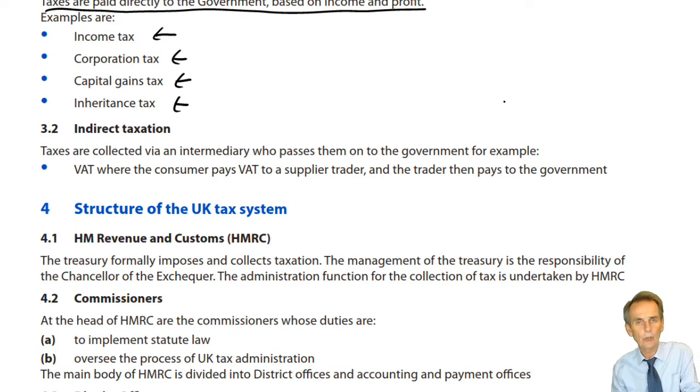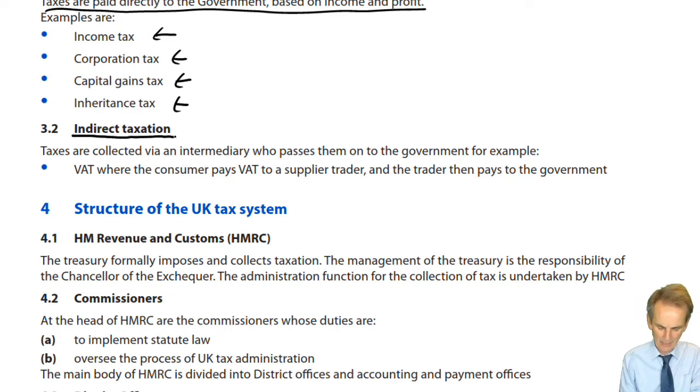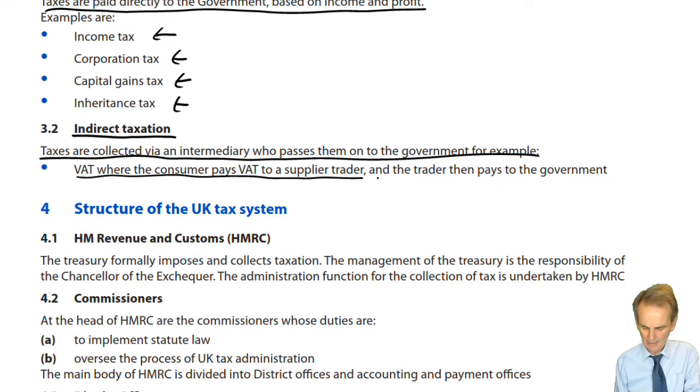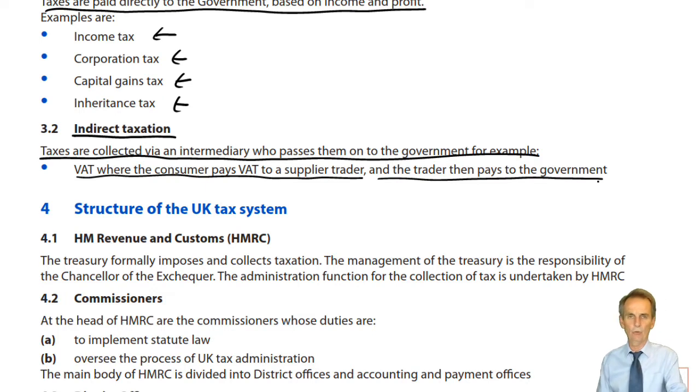If you're not used to the name value-added tax, what you may be used to in terms of your domestic system is a sales tax. Now then, this is known as an indirect taxation. Why? Because the individual does not pay that tax directly over to HMRC. There is an intermediary. Taxes are collected via an intermediary who passes them on to the government. For example, this is what we see with VAT, where the consumer pays VAT to a supplier trader and the trader then pays over to the government.